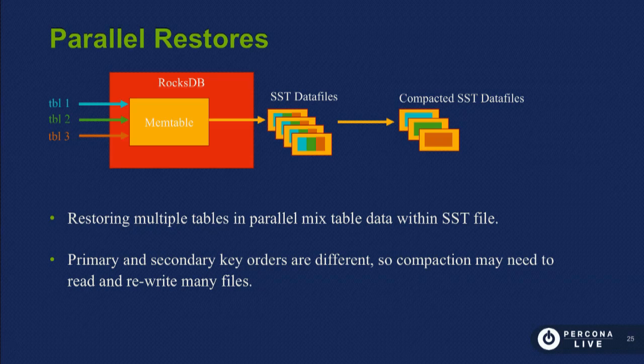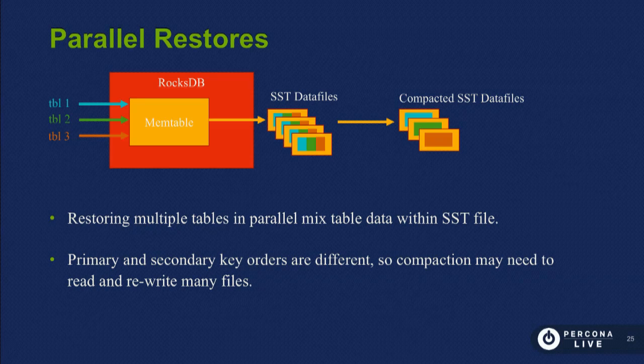When you do a parallel restore of multiple tables into RocksDB at the same time, they all go into the mem table. And once your mem table is full, it flushes it out to a series of SST data files. So as you can see, each of these SST data files contains portions of table 1, table 2, and table 3. At some later point, compaction happens, and it reshuffles all of the table content so that they are within their own series of SST files. And that compaction process generates a lot of write I/O traffic.